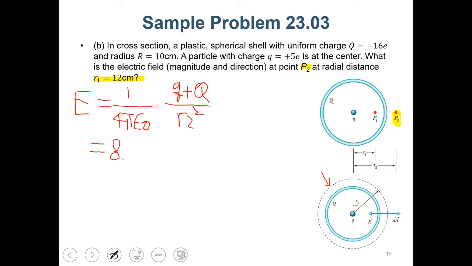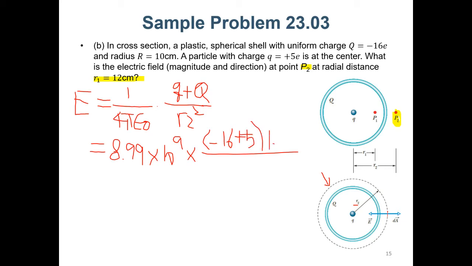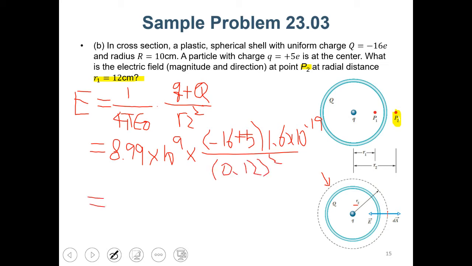So we substitute 8.99 times 10 to the 9, multiplied by minus 16 plus 5, 1.6 times 10 to the minus 19, and R2 is 0.12 squared. So the answer will be minus 1.1 times 10 to the minus 6 N/C.